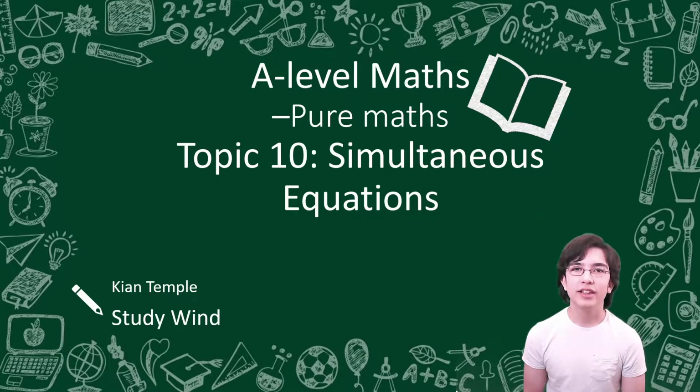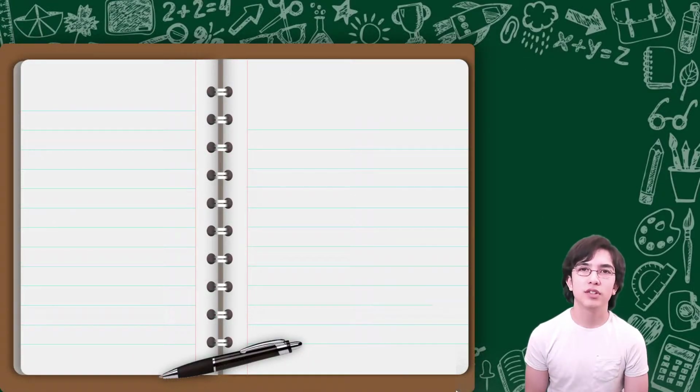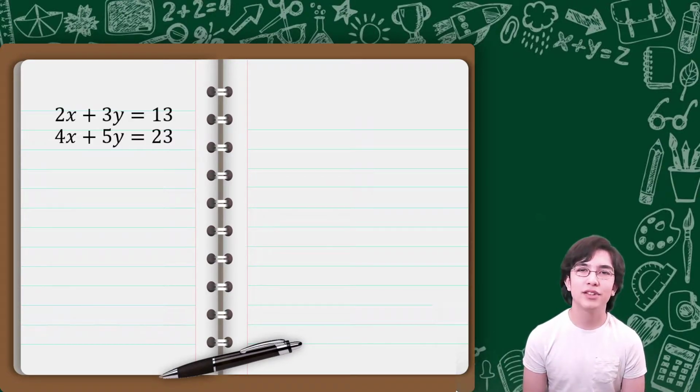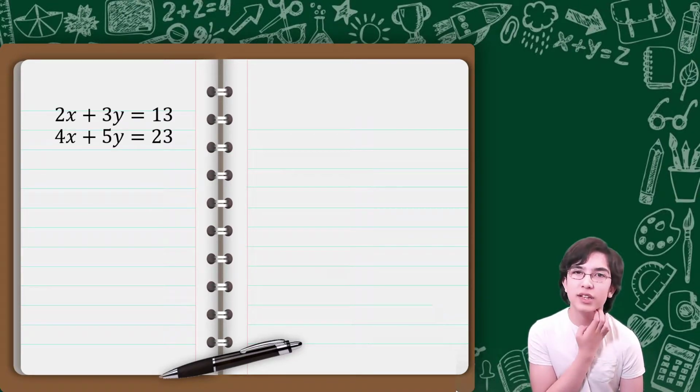Today we will be looking at simultaneous equations. So in algebra, simultaneous equations are where you solve equations with two variables by using two equations side by side. So for example, here's a simultaneous equation which you could solve: 2x plus 3y equals 13, and 4x plus 5y equals 23.